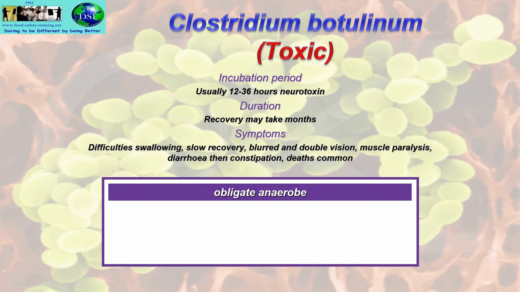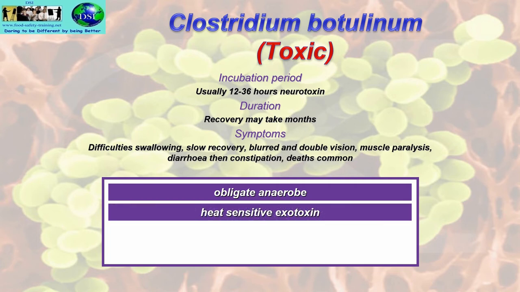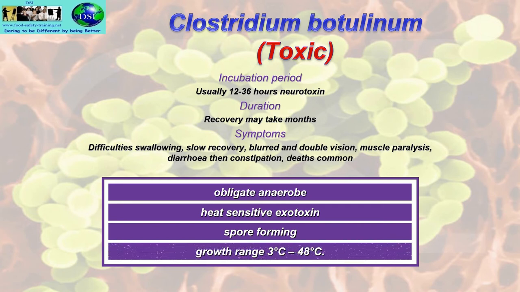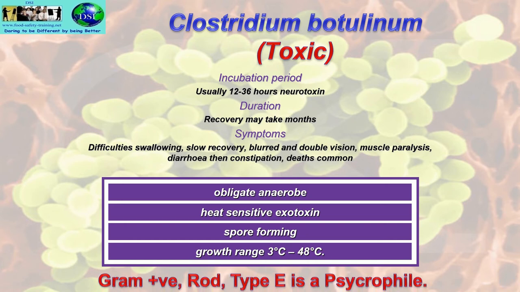It's an obligate anaerobe. In other words, doesn't require oxygen of any shape or form. The exotoxin itself is heat sensitive, so it can be destroyed through normal cooking. It's a spore former. Growth range is 3 to 48 degrees C. It's gram positive. It's a rod shape. And type E Clostridium botulinum is a psychrophile.